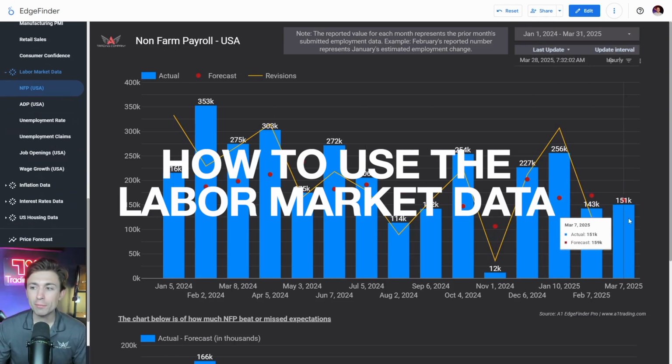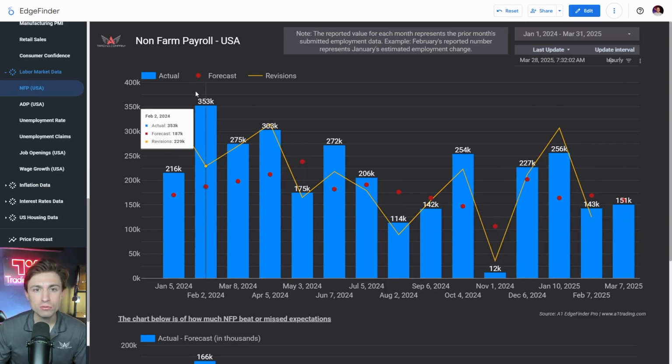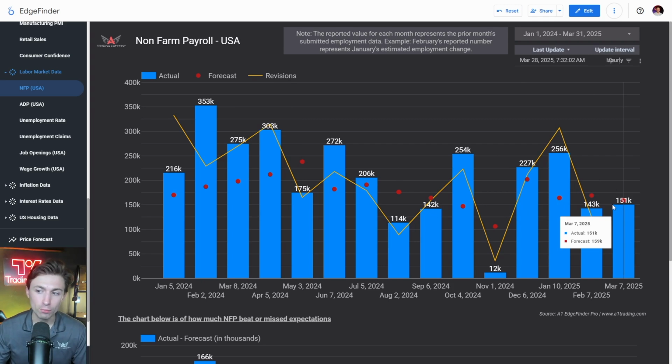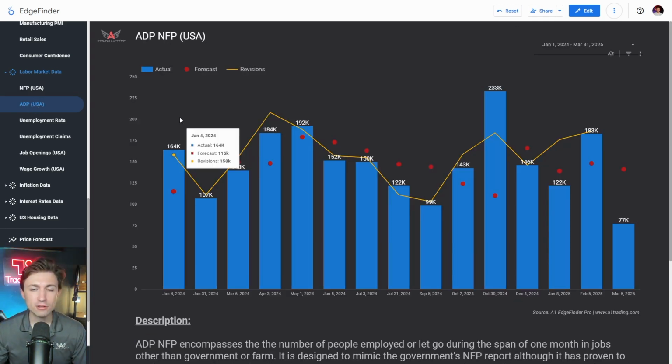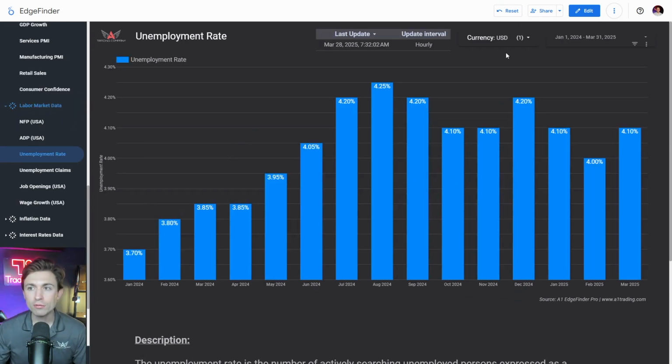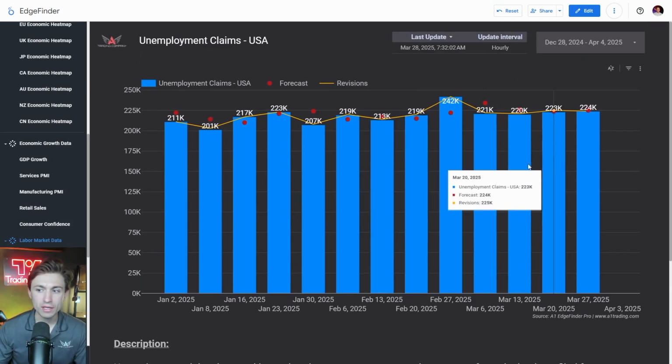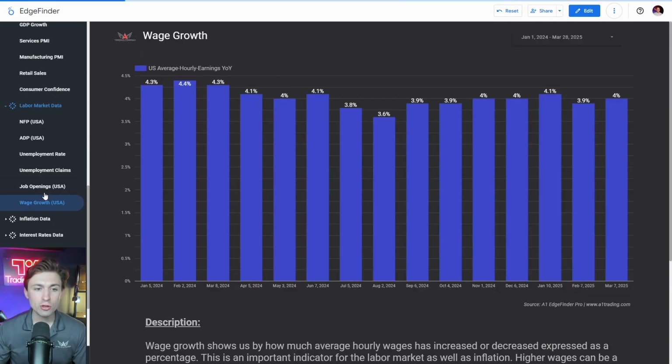And when we jump into the labor data, we have a whole collection here as well. Here's the non-farm payroll broken out into its components. We can see the actual, forecast, and revisions data for every single month. We also have the private payroll sector, ADP, and unemployment rate over time. You can also select different economies. Unemployment claims week to week, JOLTS job openings, and wage growth in the United States.